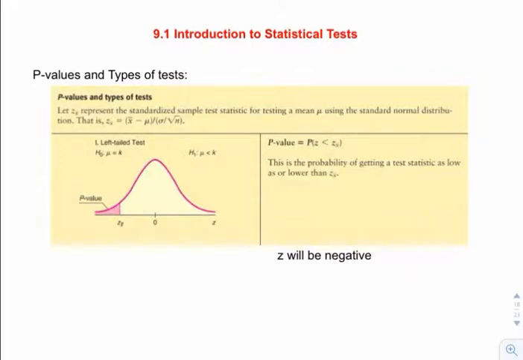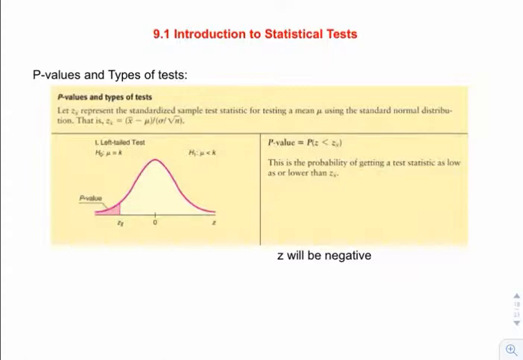Hello, in this video we're going to look at some of the terminology that is used in statistical tests and overview how we would do the different types of tests depending on the hypothesis that you are testing. So there are three main types of alternate hypothesis. You could either have less than, greater than, or not equal to.